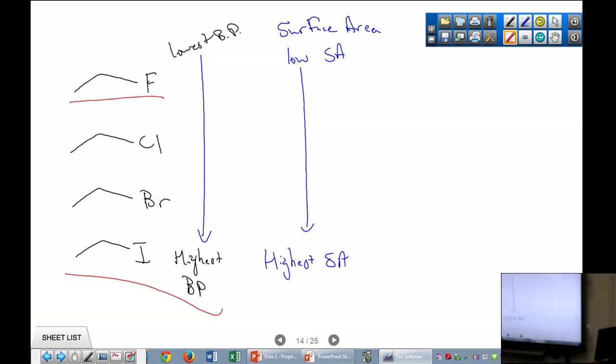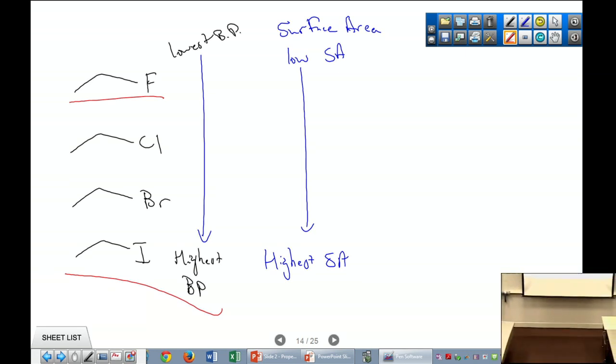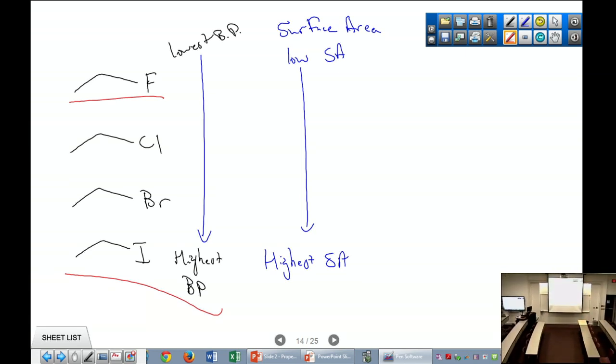Another way to think of it, and I like to think about it as weight: the heavier the molecule, the harder it is for it to go from being a liquid to being a gas. It's harder for it to, for lack of a better term, jump out of the solution into the gas phase. Fluorine is a lot lighter than iodide, so it's easier for it to pop out of solution.